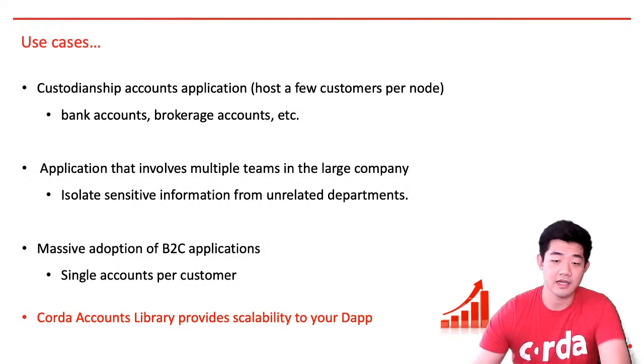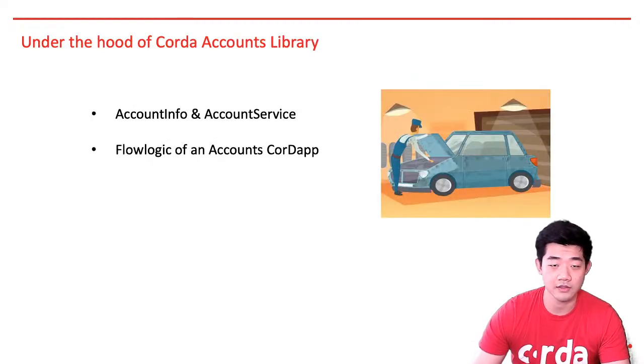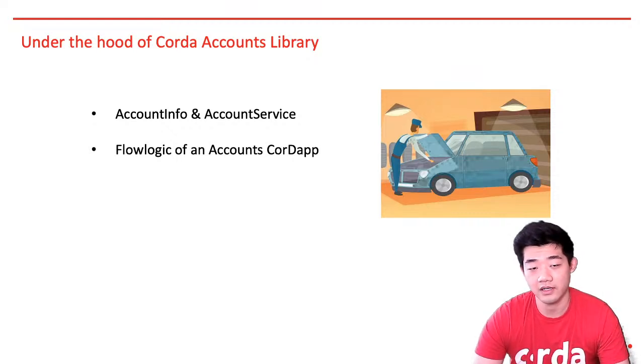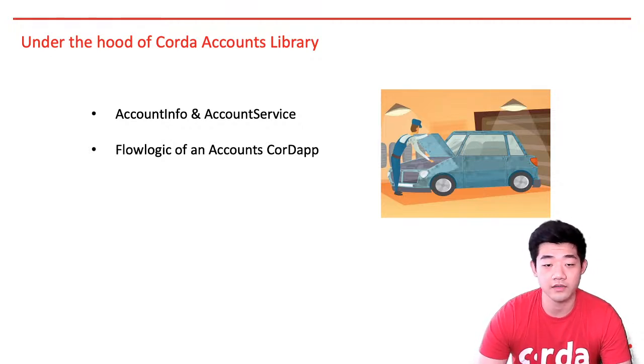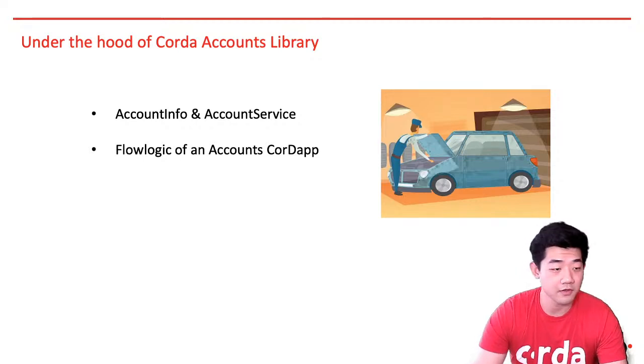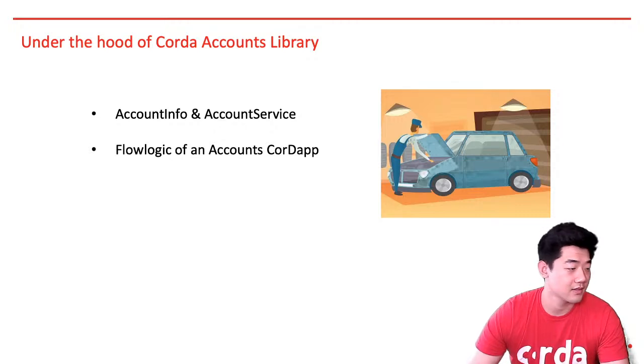Next, we're going to look under the hood of the Corda Accounts Library. We're going to go into the code and see AccountInfo and AccountService, and then we're going to go through the flow logic of a typical accounts CorDapp, like what you're going to do there. And before I go there, are there any questions that you have?